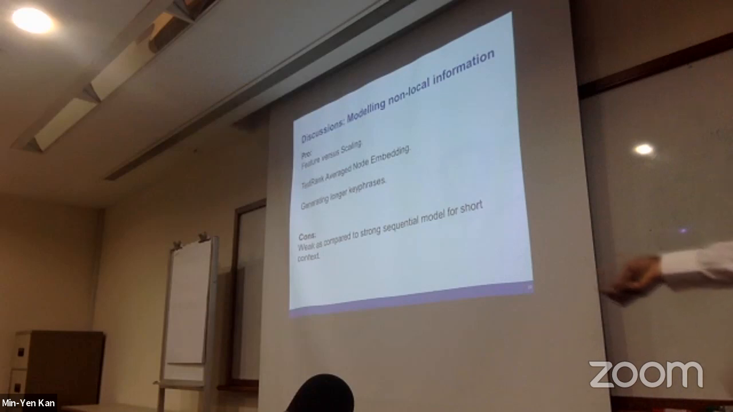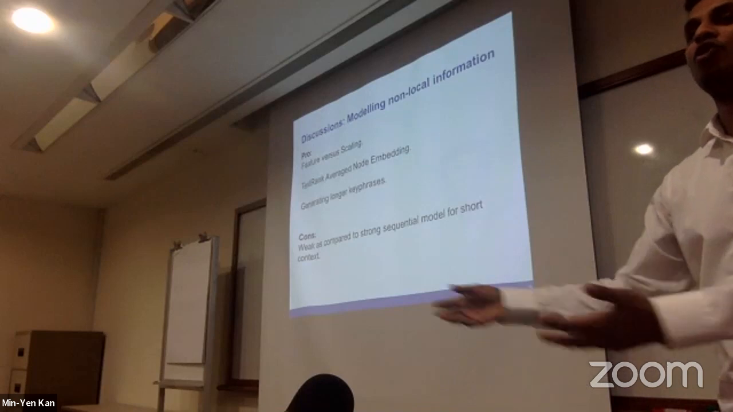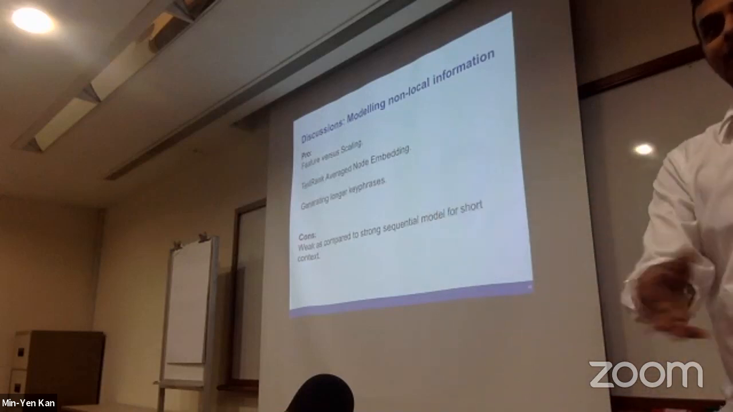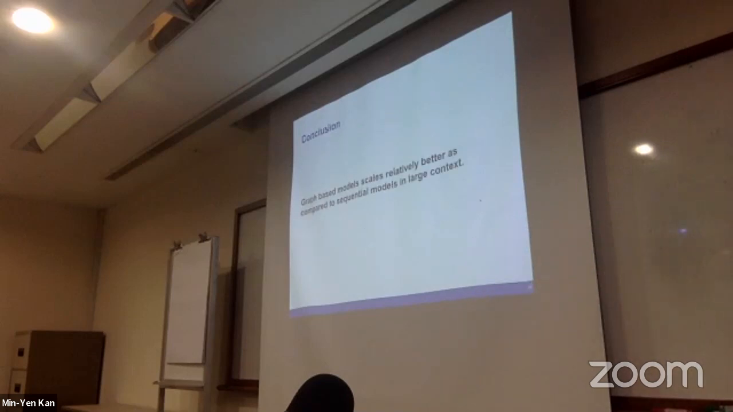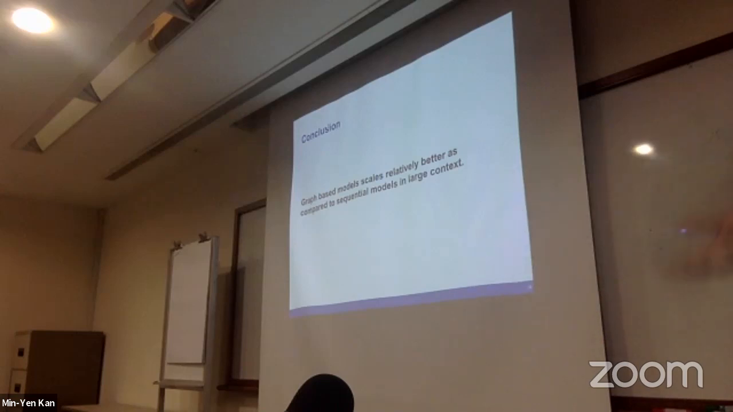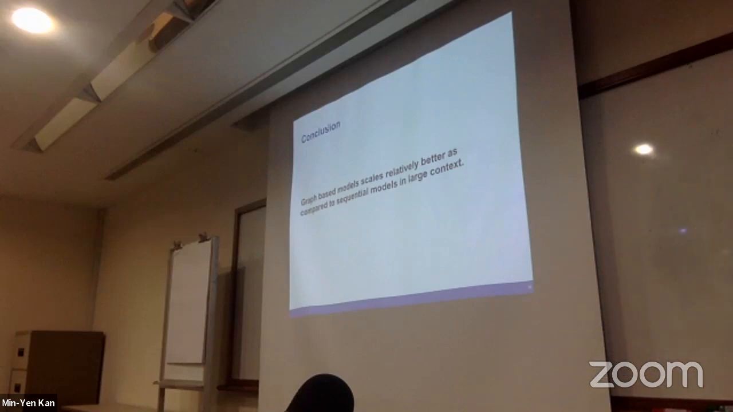One of the weaknesses is that, as compared to a strong sequential model, in short context this model doesn't work well, because it is designed to work for longer context by incorporating the statistics of the whole graph in the learning method. So to conclude this section on full document context, the graph-based model scales relatively better as compared to the previous sequential model that we saw in the large context.